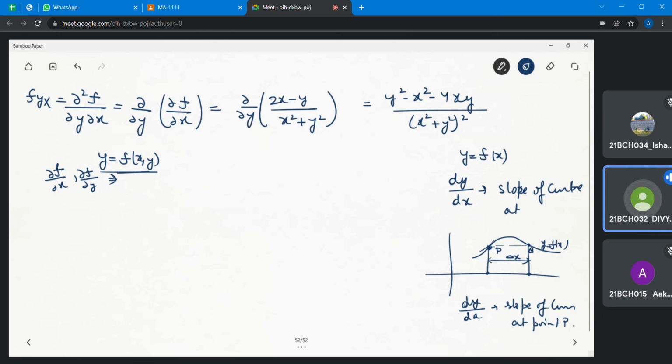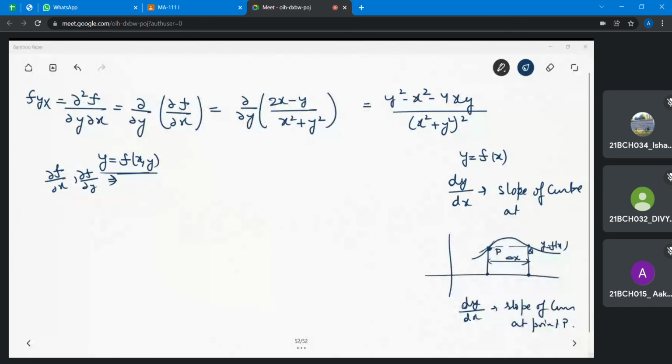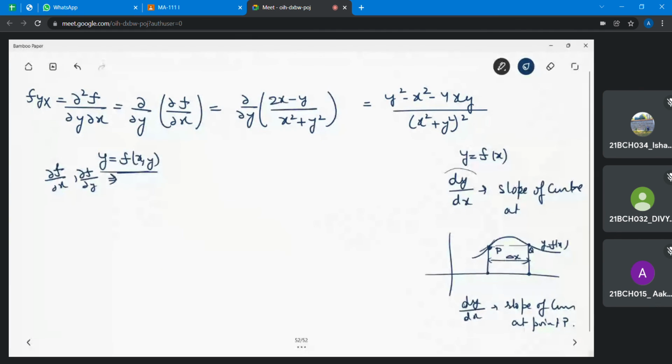Partial differentiation of a function with respect to... Differentiation of what? Partial derivative of the function f(x, y) with respect to x. Yes, this represents... graphically, as I said, dy over dx represents the slope at any point p. Now, what does this represent graphically?